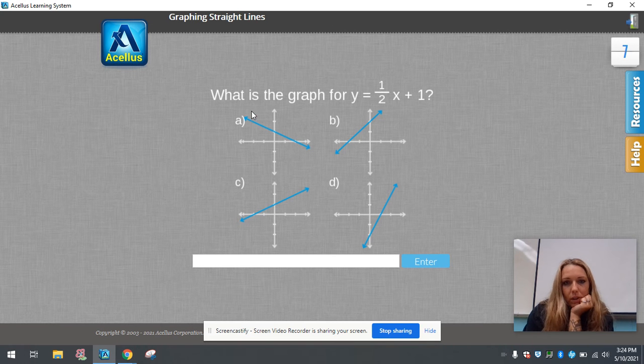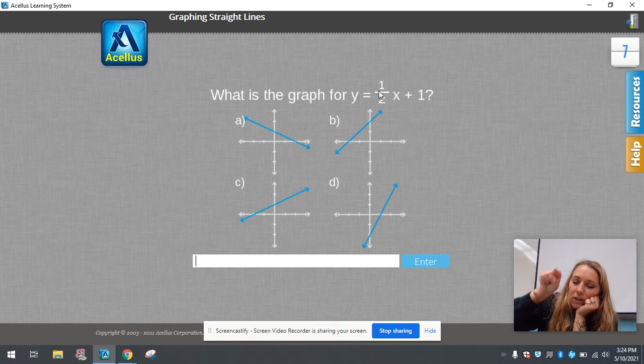Okay, it asks you what is the graph for y equals 1/2 x plus 1. So when you're given this y equals mx plus b, that tells you the slope of the line. And that gives you some useful information. So this fraction you can think of as the rise over the run. So rise up or down and then run left to right, side to side.